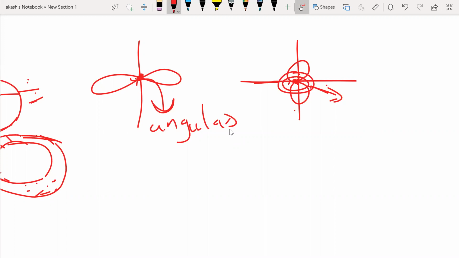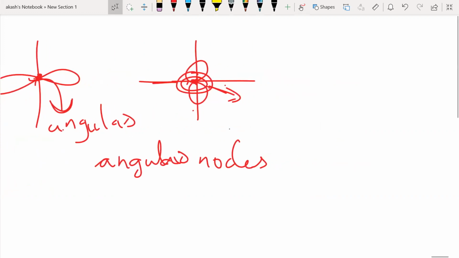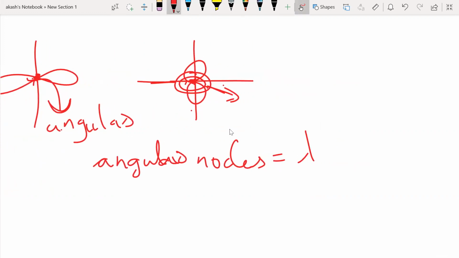Now I'm going to give you a shortcut to find the number of angular nodes and the number of radial nodes in any given orbital. For angular nodes, the number of angular nodes in an orbital is given by L, the azimuthal quantum number value. For example, s orbitals will never have any angular nodes because L is equal to 0, but they might have radial nodes.